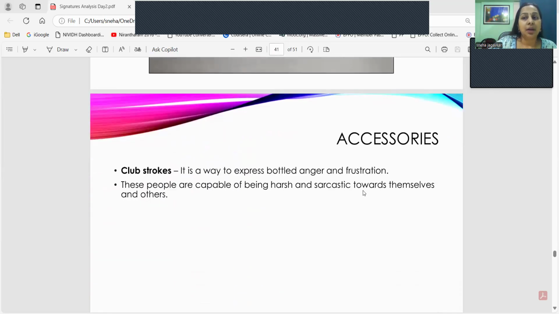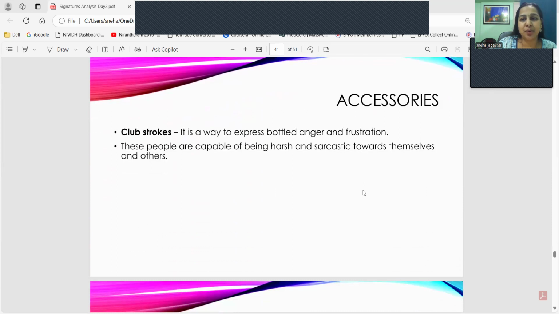Club strokes are one of the most important aspects in signature analysis as well as in graphology, that is handwriting analysis. Now imagine yourselves where your school teacher used to give a tick mark for a correct answer, right? You remember the tick mark, right? Let me do it with the red pen, easier for everyone to understand.